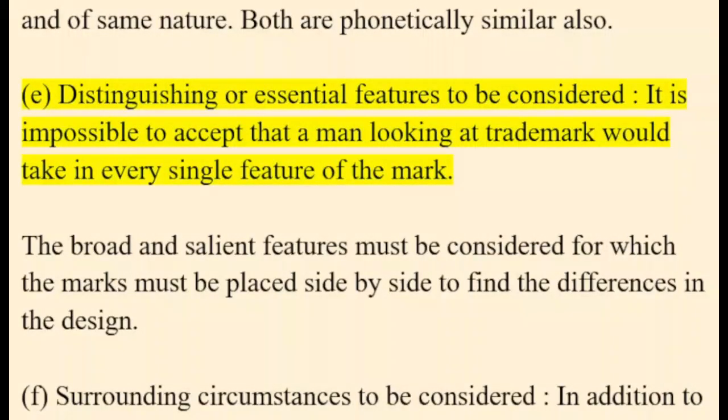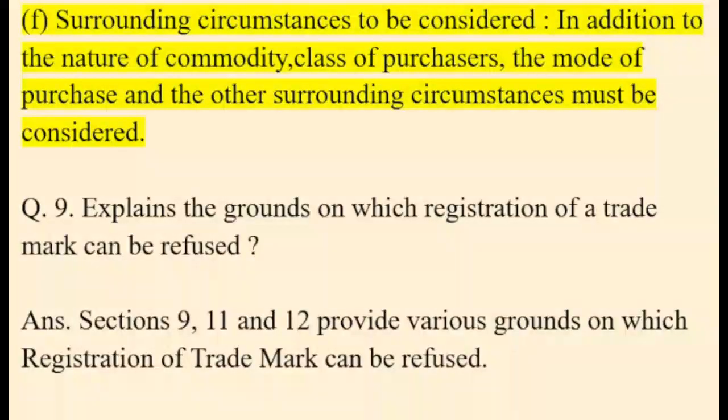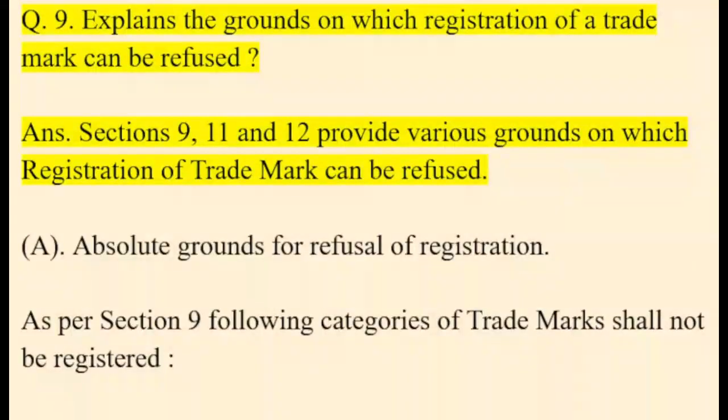It is impossible to accept that a man looking at a trademark would take in every single feature of the mark. The broad and salient features must be considered, for which the marks must be placed side by side to find the differences in the design. F. Surrounding circumstances to be considered. In addition to the nature of the commodity, the class of purchasers, the mode of purchase and the other surrounding circumstances must be considered.